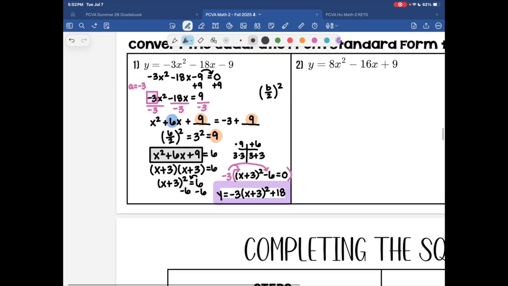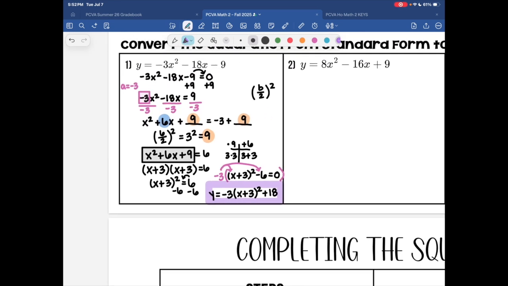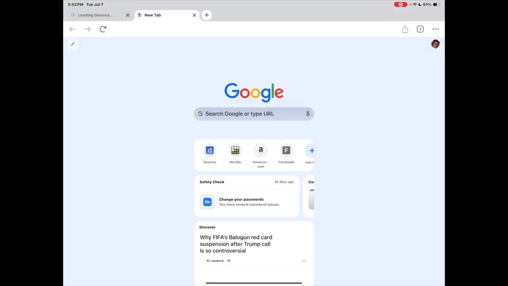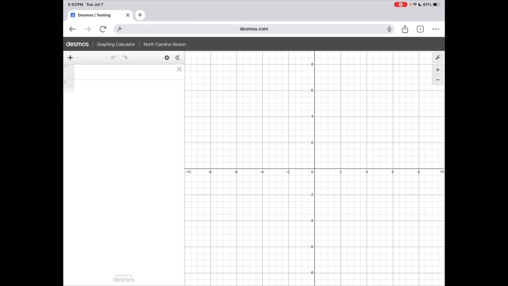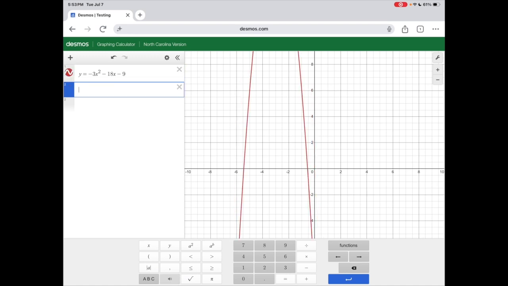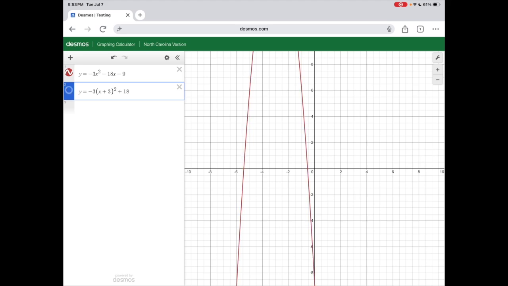Now, if you ever want to see if you got this correct, you can always go to Desmos, and in Desmos you can put in your original problem. So we have y equals -3x squared minus 18x minus 9. That's my first one, or that's my original and standard form. Then we got vertex form is -3 parentheses x plus 3 squared plus 18. And you should see that they graph match each other because they are equivalent. They're just in different formats. They're the same graph.